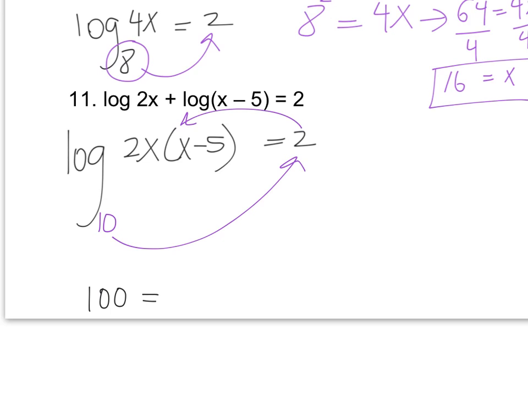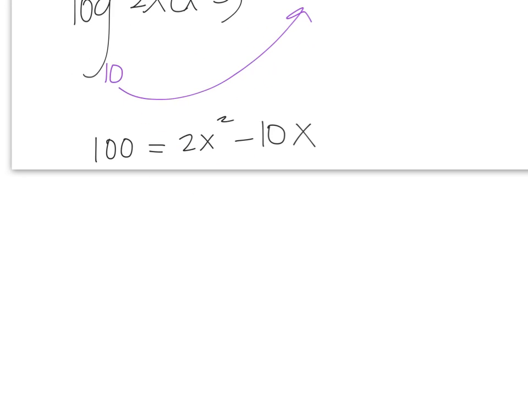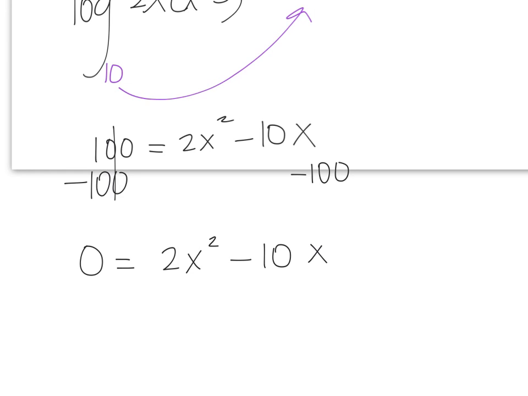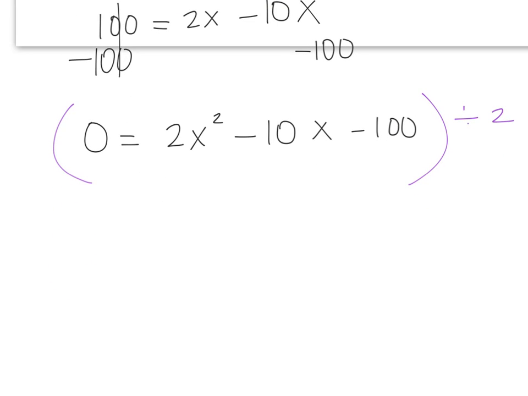So 10 to the power 2 is 100, equal to 2x times x minus 5. So let's FOIL or distribute the 2x. So I get 2x squared minus 10x. Now, since we have x squared and x, I have to move everything to one side of the equation and set it equal to 0. Remember, always keep the x squared positive. If we take a closer look at this, I can see that all of these are even numbers. So how about we divide everything by 2? I can do that because this is an equation. If it's just an expression, I can take 2 as a common factor, but this is an equation. So let's divide everything by 2 and get rid of the 2.